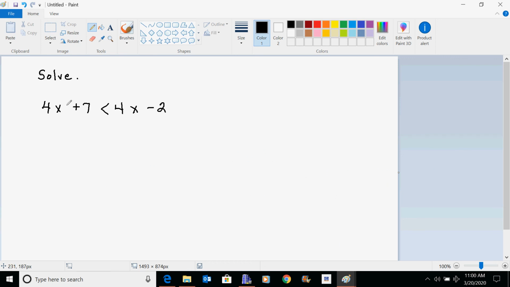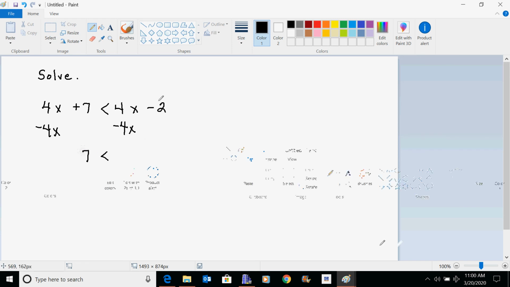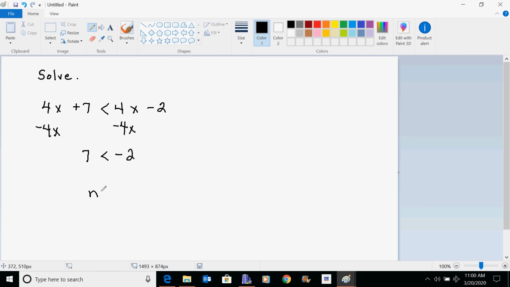All right, so I need to try to get the x over to one side. So if I take away 4x from both sides, what happens? 4x minus 4x is 0, so that's gone. Bring down my less than. Now the problem is that 7 is less than -2 is not true. So my answer is no solution.